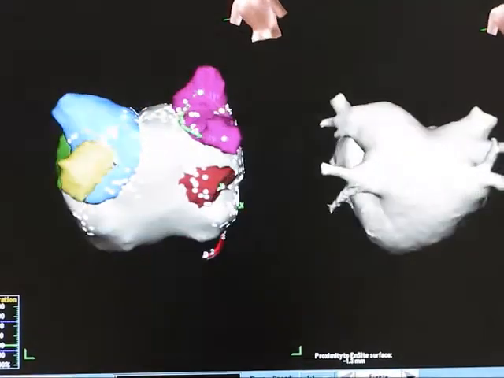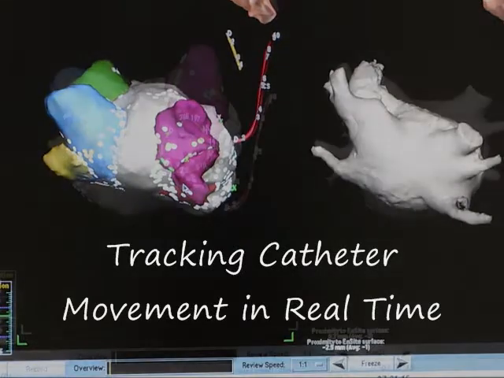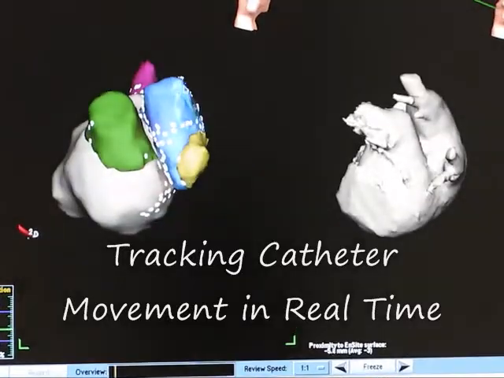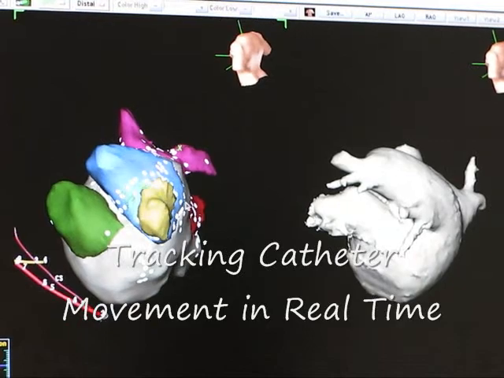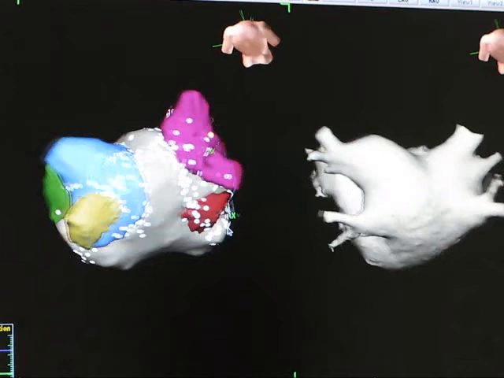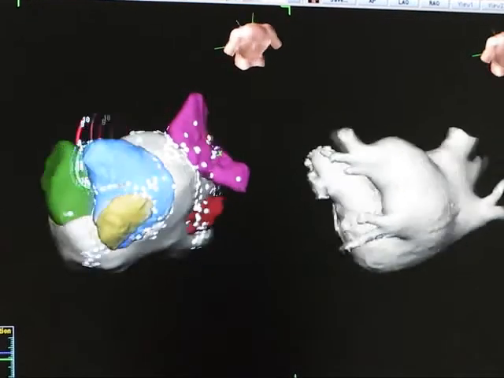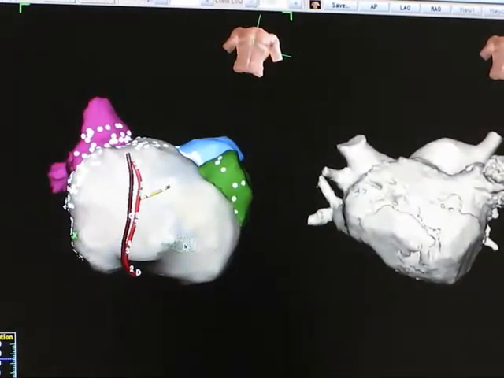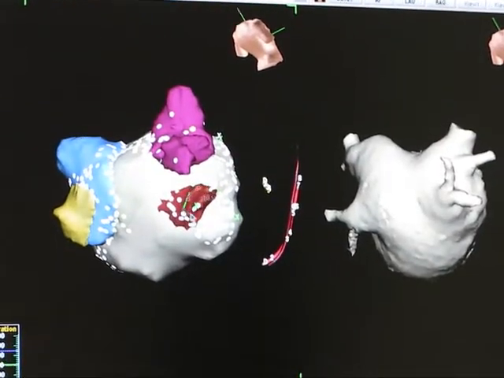The catheter has moved to the right superior pulmonary vein. Now move to the left superior pulmonary vein. Back into the left superior vein. Into the left inferior vein. So again, we are moving the catheter in the heart, and you can see its movement in real time in a virtual reality that we created earlier. Now it's moving to the right inferior pulmonary vein.